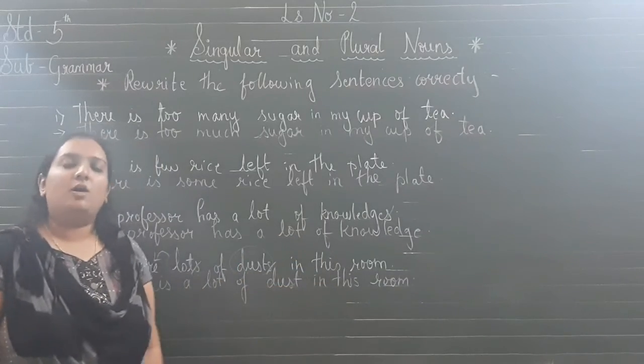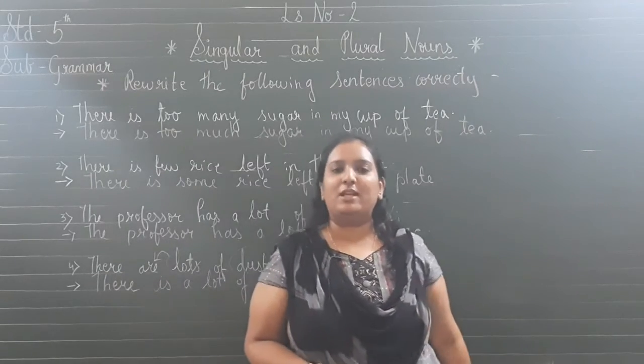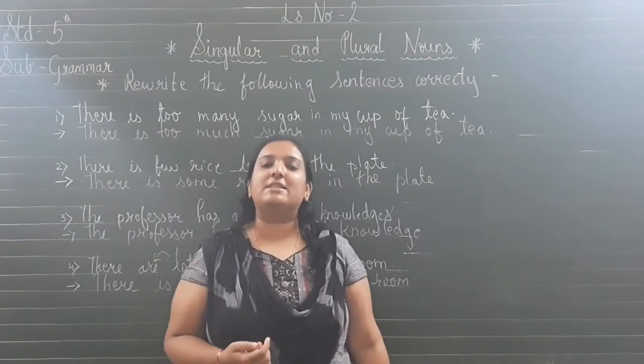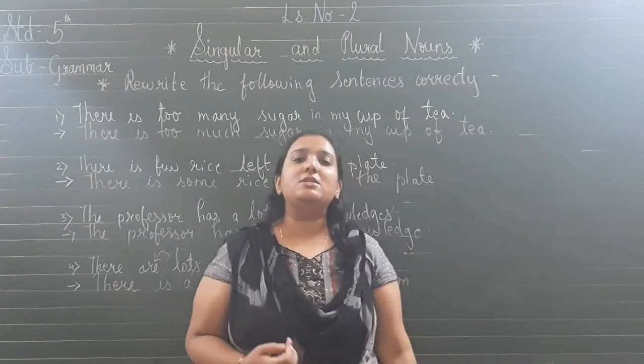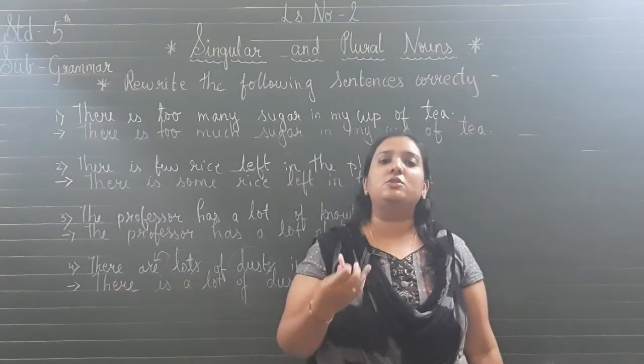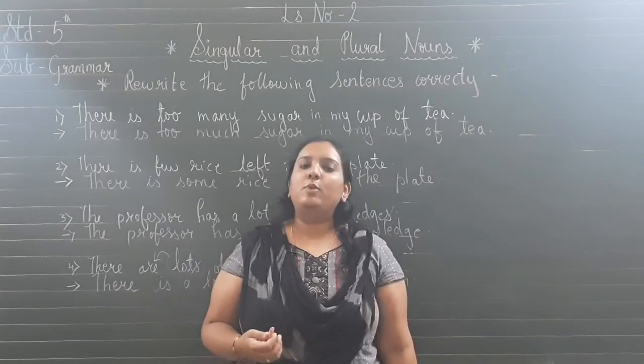So always remember students, whenever we change the sentence from singular to plural or plural to singular, look for the other necessary changes also. So students, I hope you have understood this chapter of singular and plural nouns and countable and uncountable nouns. Let us revise again. What do you mean by singular noun? Anything which refers to one is called a singular noun, and anything which refers to more than one, that can be 2, 5, 10, infinite, is called plural nouns.